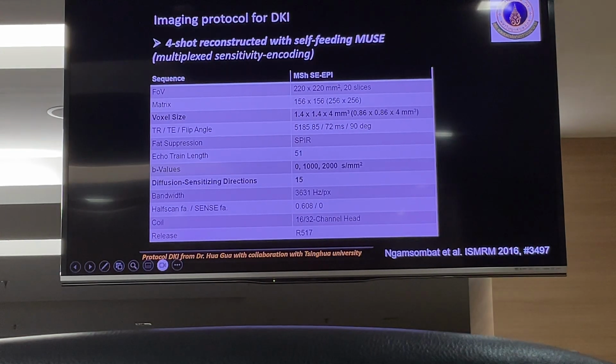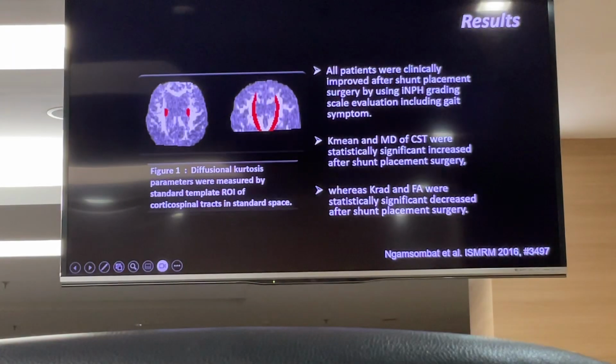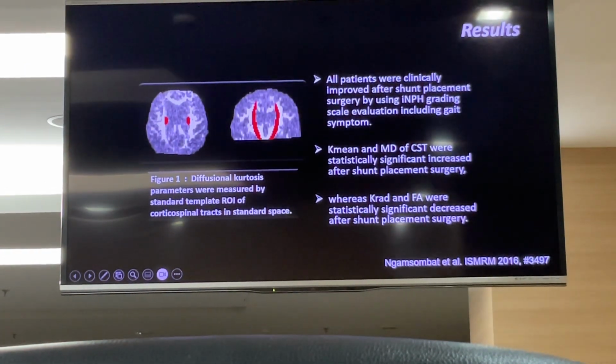So this is the protocol. 10 years ago, you can see it's still good, right? At that time, it was just research. We learned about diffusion research, and we could demonstrate abnormality over the CST in patients with hydrocephalus that might be related to the results of the treatment.